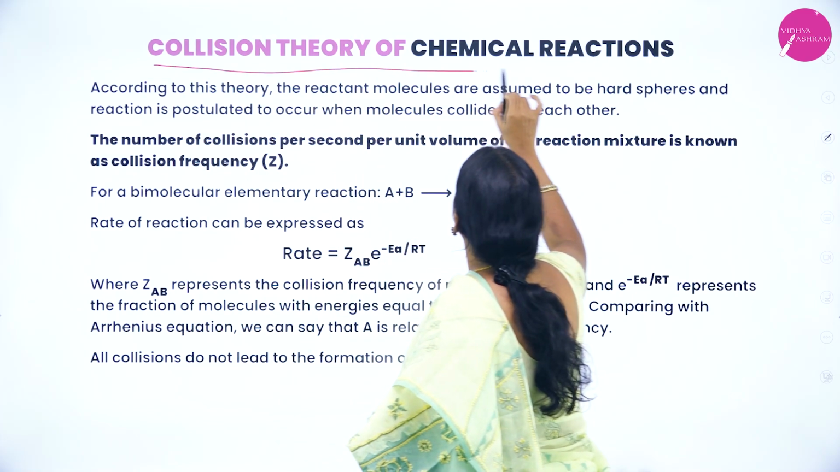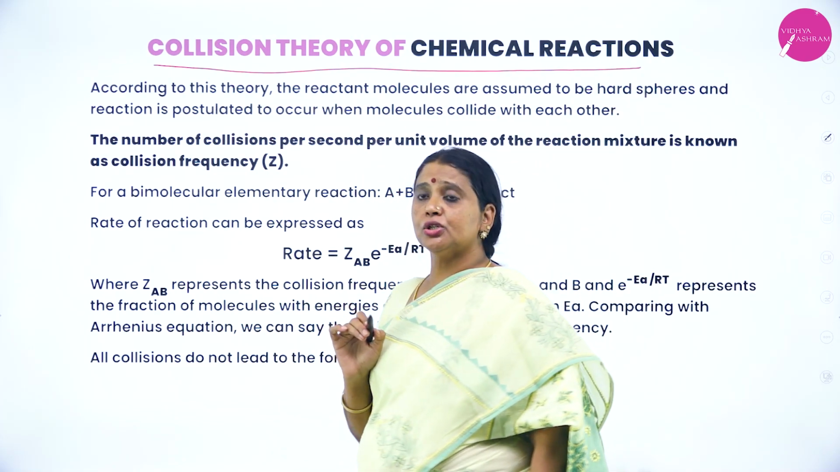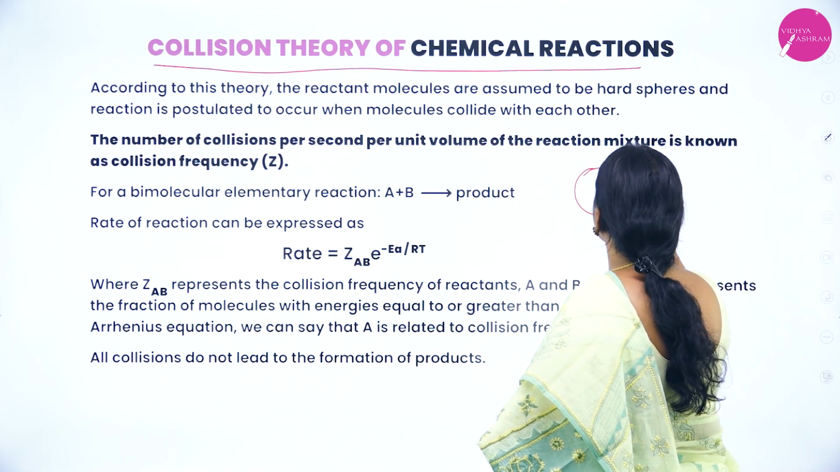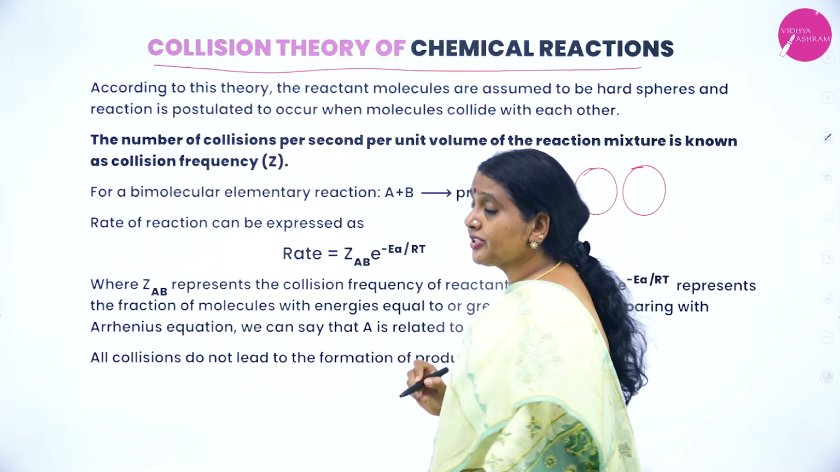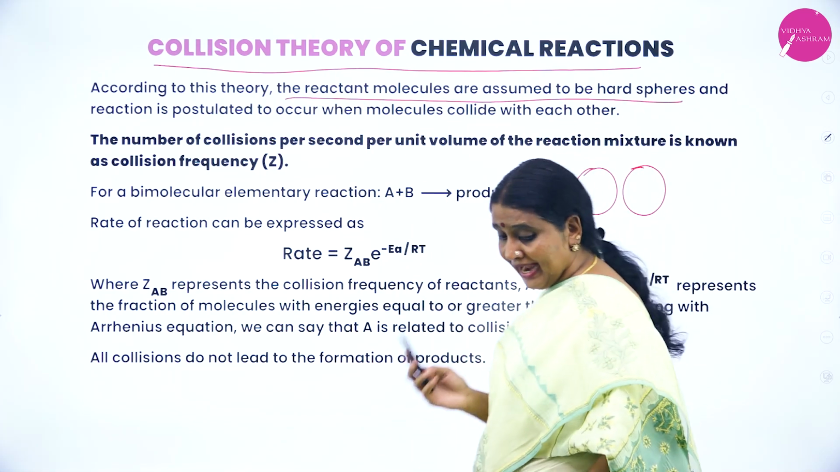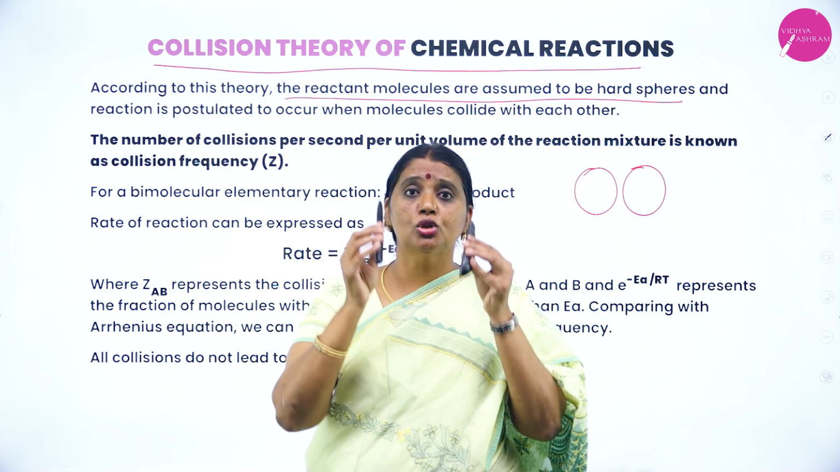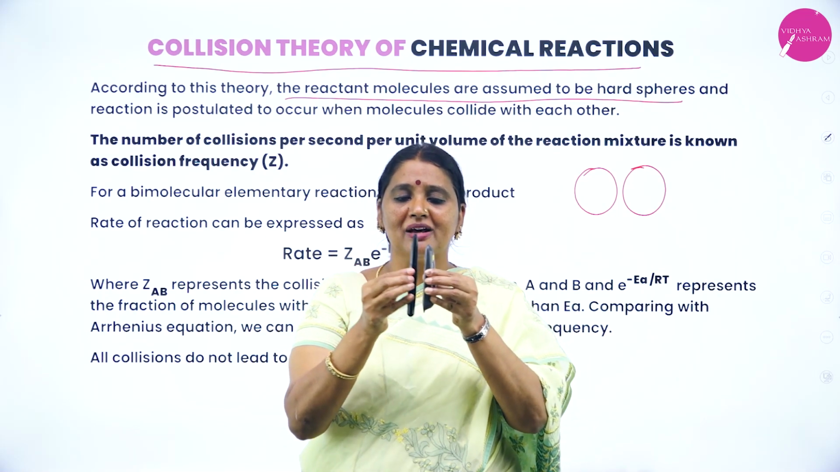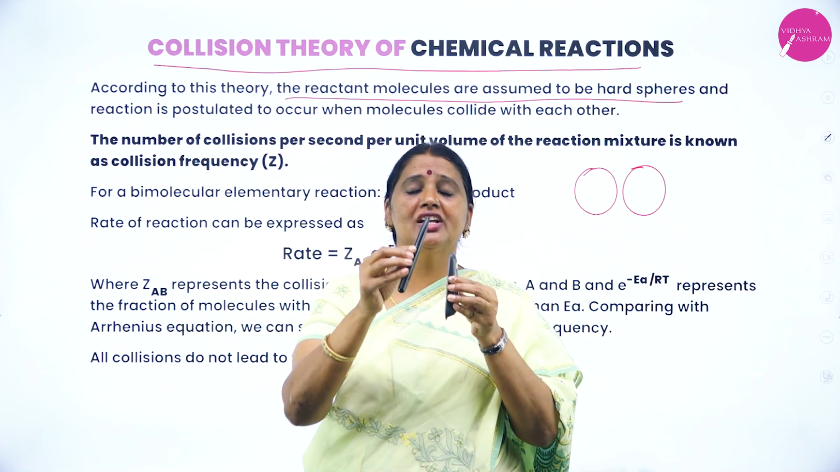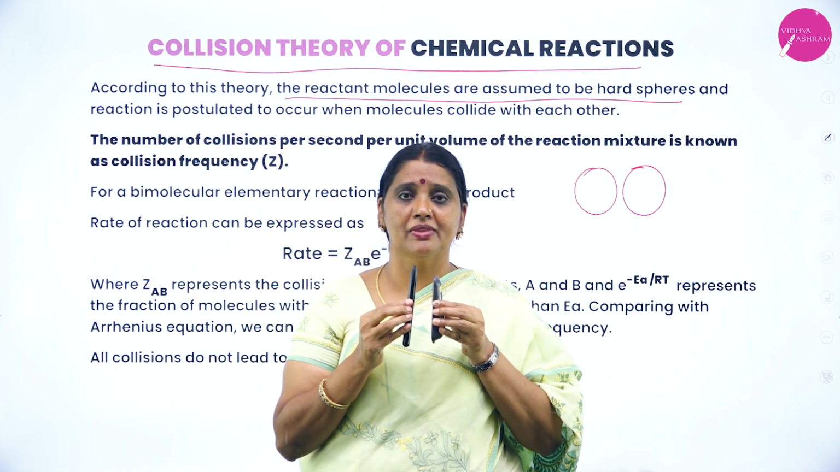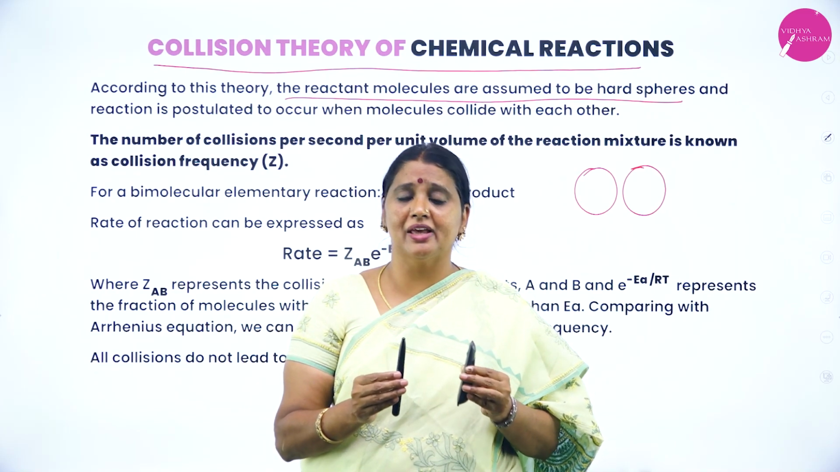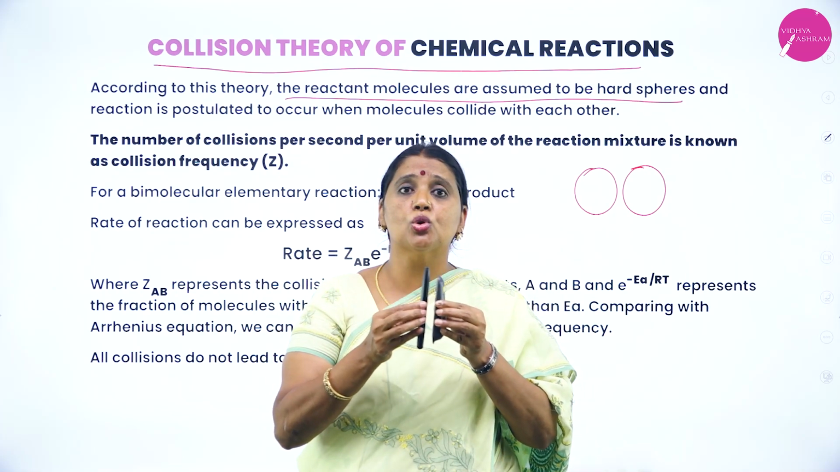Last part of this chapter, collision theory. According to collision theory, the molecules are considered as hard spheres. According to the theory, reactant molecules are considered as what? Hard spheres, and these hard spheres must undergo two types of collision. When they properly collide with each other, it is called an effective collision. When they just touch, it is called what? Ineffective collision. Therefore, according to Arrhenius, the reactant molecules are considered hard spheres and they undergo effective collisions.